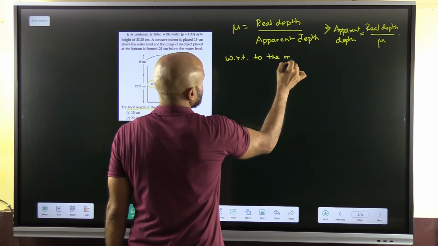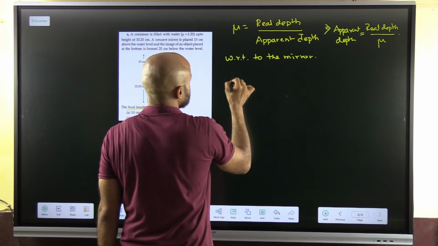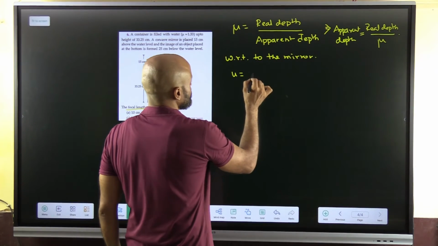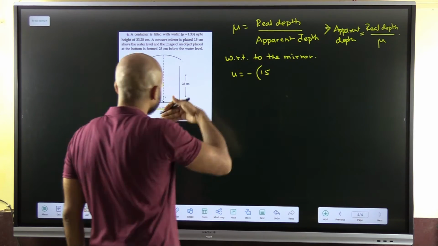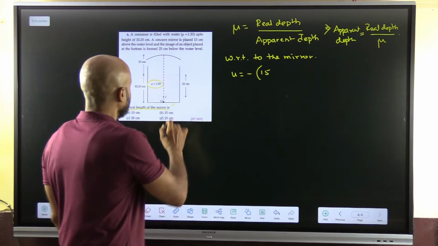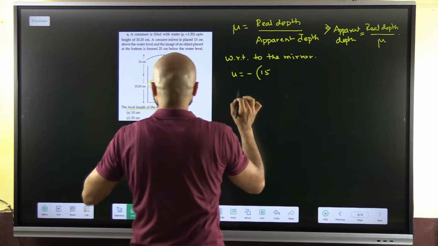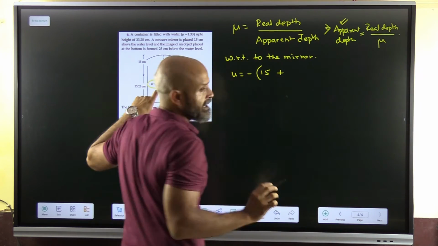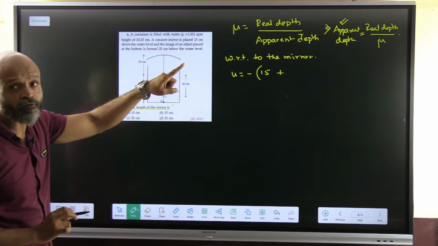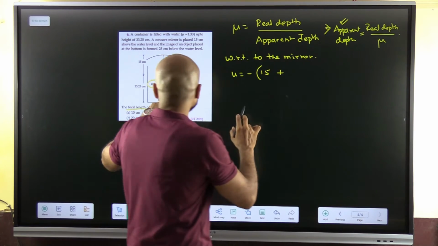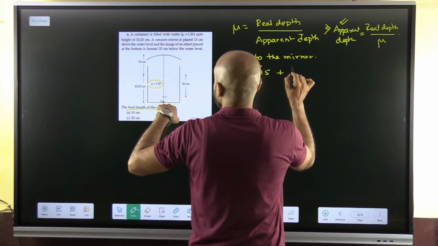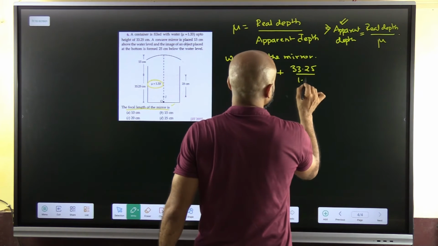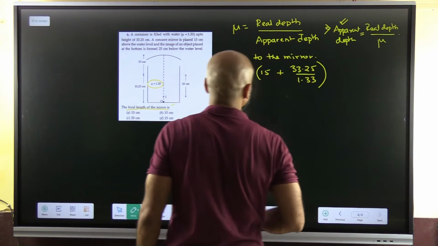what will be the object distance? Object distance will be, obviously this is 15 centimeter, so this will be minus 15 because it is in the front. And what about this entire thing? Now this is the real depth, so in case of the object distance, we have to take the apparent depth. So what will be the apparent depth? That will be real depth, that is 33.25 upon 1.33, and that's going to be how much?